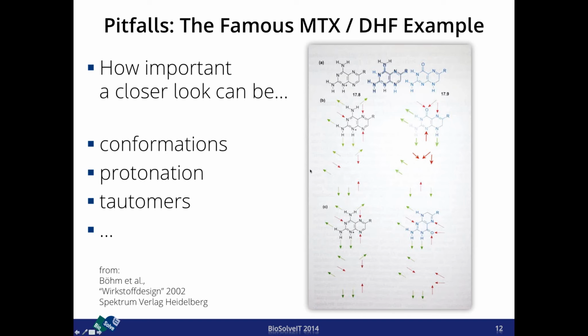So the take-home message is, it is important to take a closer look, and just taking 2D or connectivity into account can sometimes not be enough. So sometimes it's really helpful to also take a look at conformationally related overlays or alignments, and protonation issues, tautomer issues, and so on and so forth. So the situation is sometimes a little bit more complicated than one initially assumes.